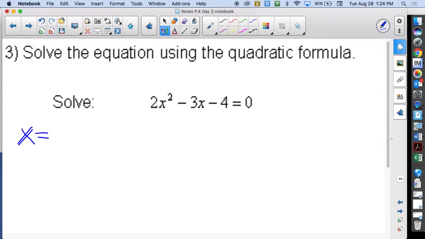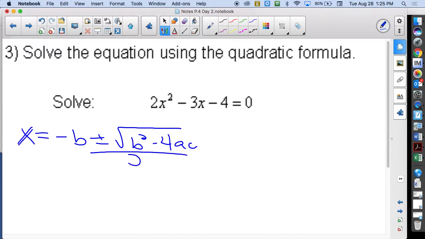So the quadratic formula, anybody remember it? Harris: Negative b plus or minus the square root of b squared minus 4ac, divided by 2a. Awesome.